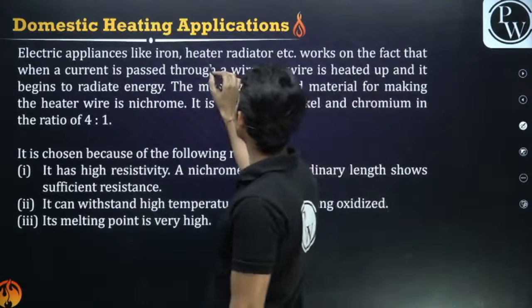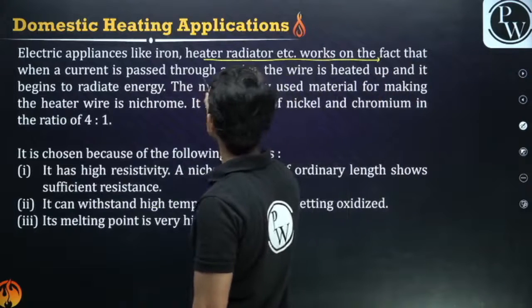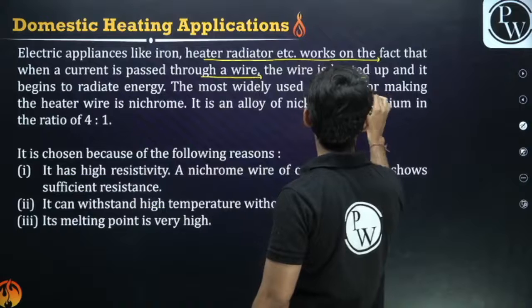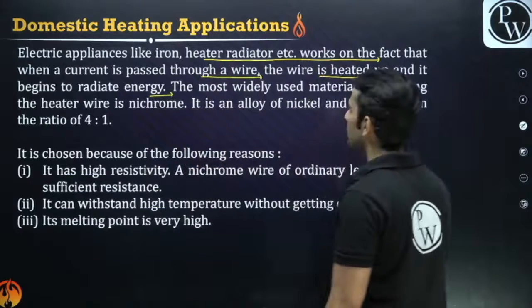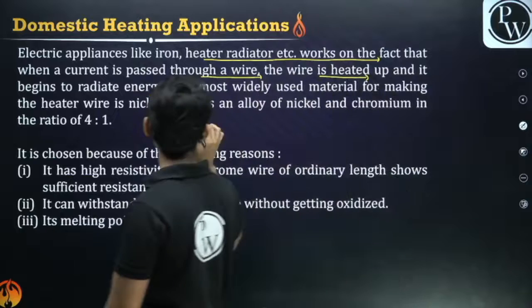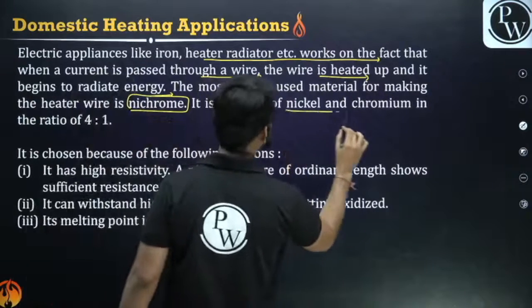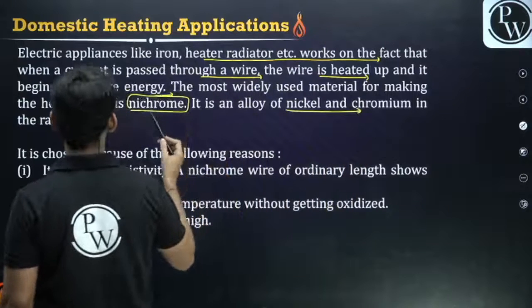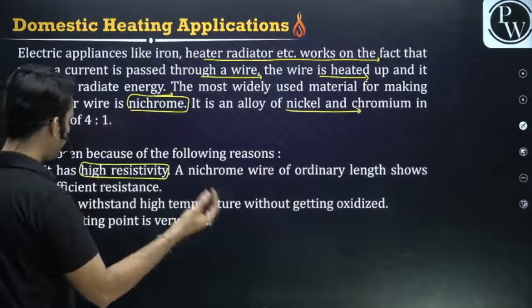Now what are the domestic heating appliances? Like I had told you, we have iron, heater, radiator. They work on the fact that when current is passed through a wire, the wire is heated and it will radiate some energy. The most widely used material for making heater wire is nichrome. Why do we use nichrome, guys? Because it is an alloy of nickel and chromium, right? So why is it chosen? Because it has high resistivity. High resistivity means more heat will be produced.